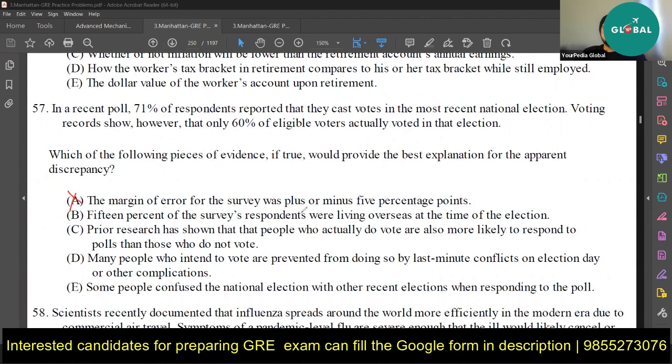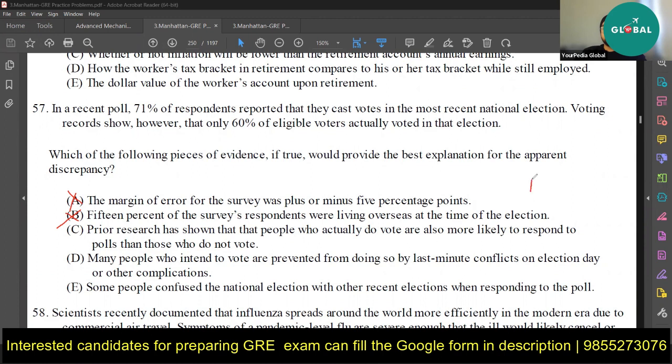15% of survey respondents were living overseas at the time of the election, which is out of context. Prior research has shown that people who actually do vote are more likely to respond to polls than those who do not vote. Yes, read this answer choice. This is what I was looking for. So he's saying prior research has shown that people who actually do vote are more likely to respond to the polls than those who do not vote. So that is what I was saying.